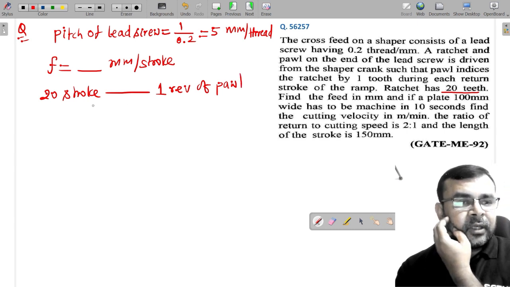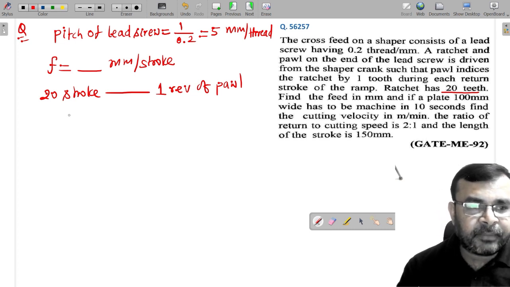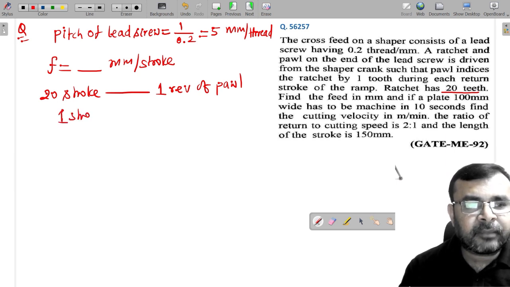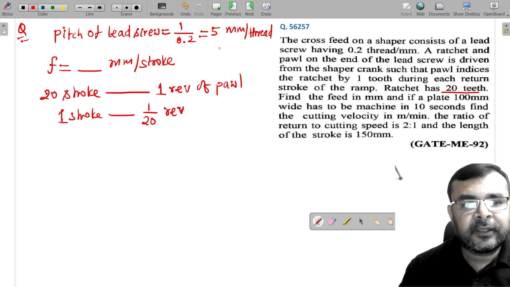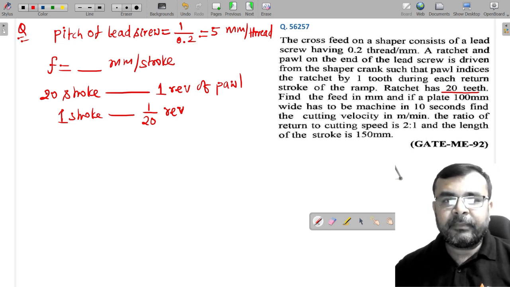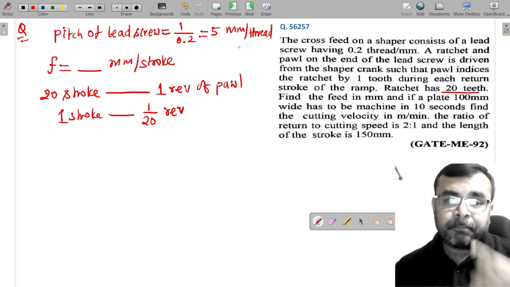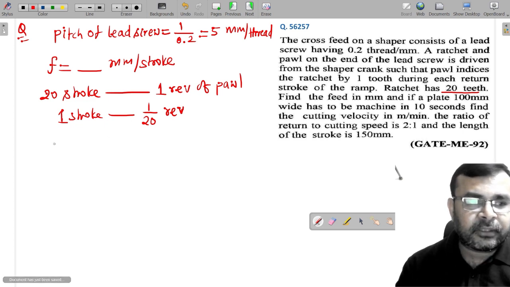जब एक बार रोटेट होगा तो आपको 20 स्ट्रोक्स मिलने वाले हैं। इज इट क्लियर? तो यहाँ पे अगर हम देखें तो वन टूथ के लिए 20 स्ट्रोक, या वन स्ट्रोक के लिए आपको कितना रिवोल्यूशन घूमना पड़ेगा? 1 by 20 रिवोल्यूशन। इज इट क्लियर? और पिच क्या होता है? 5 मिलीमीटर पर थ्रेड। 5 मिलीमीटर पर थ्रेड का मतलब है यहाँ पे 5 मिलीमीटर आपका एडवांसमेंट मिल रहा है पर रिवोल्यूशन, करेक्ट? तो 1/20th रिवोल्यूशन में क्या मिलने वाला है?